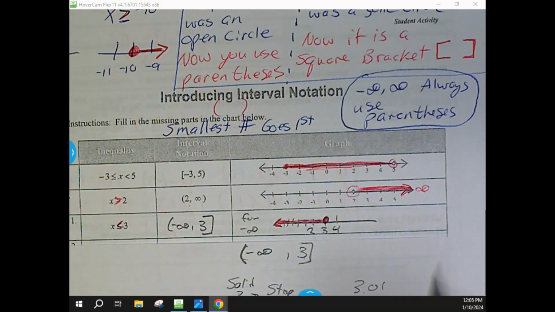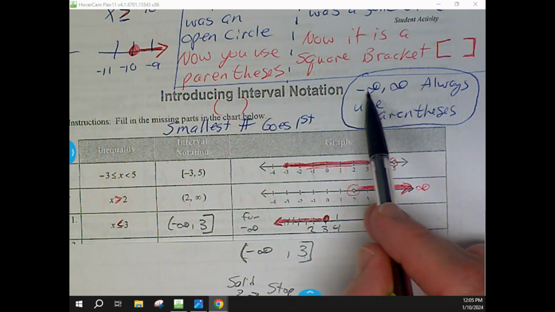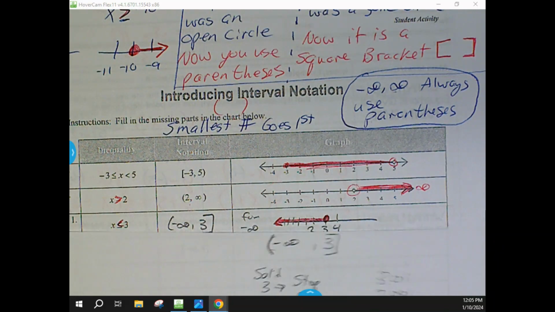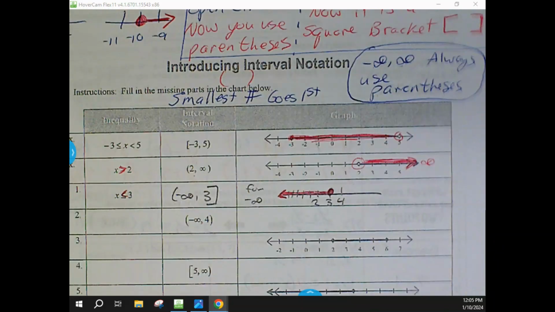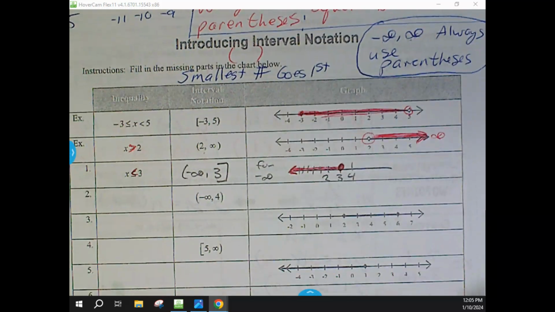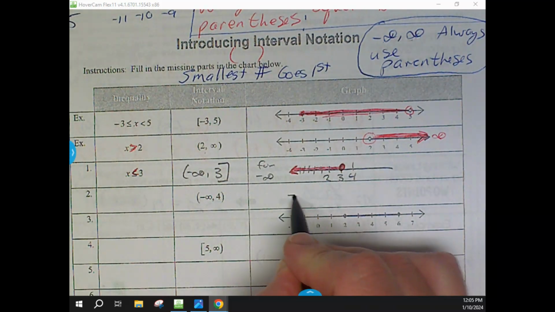Okay, so that's what we're saying back up here. No matter what you do, if you talk about negative infinity or infinity, you always use a parenthesis. You don't get to use a square bracket on it. Okay, so for this one, number 2 is negative infinity to 4. Almost the exact same answer as this one.